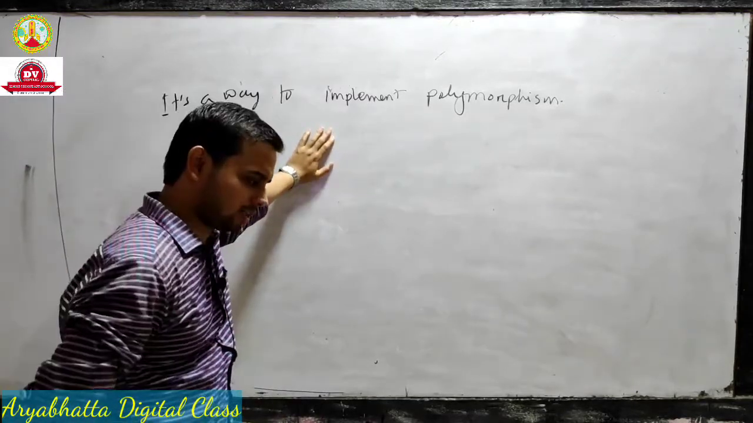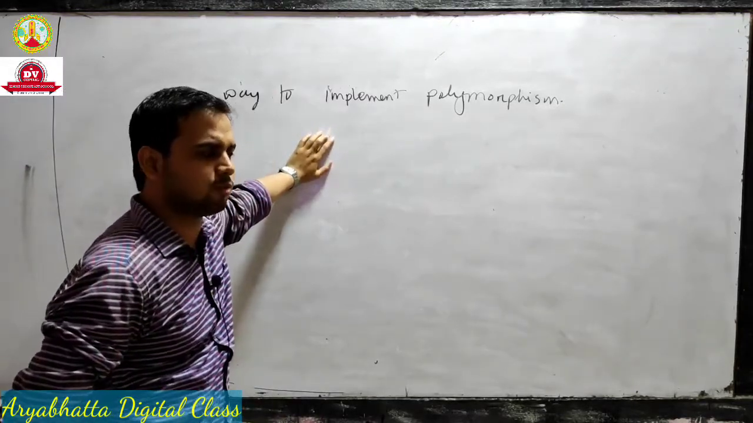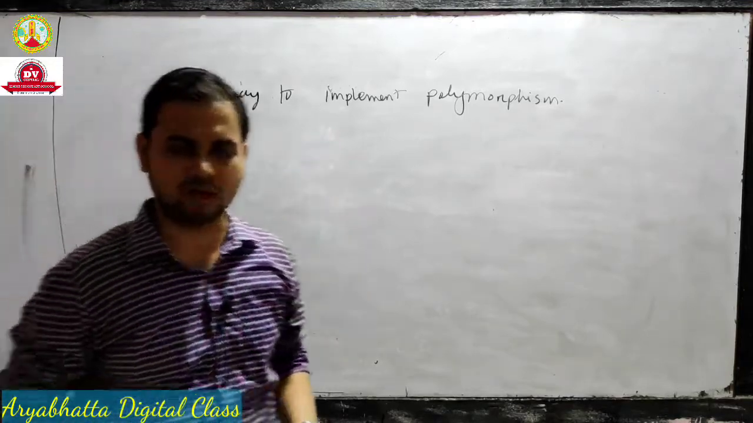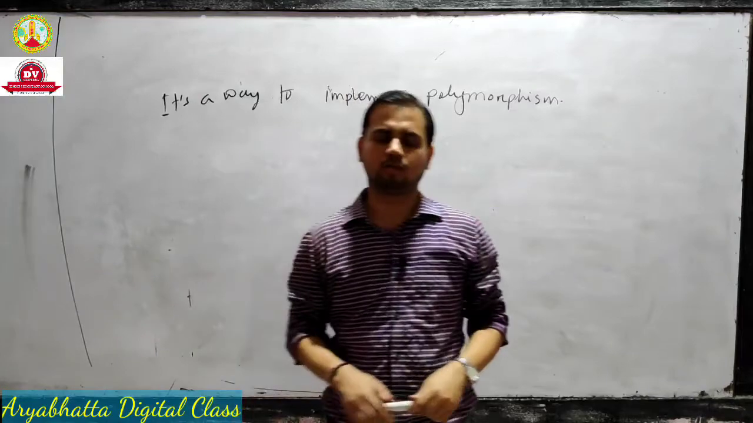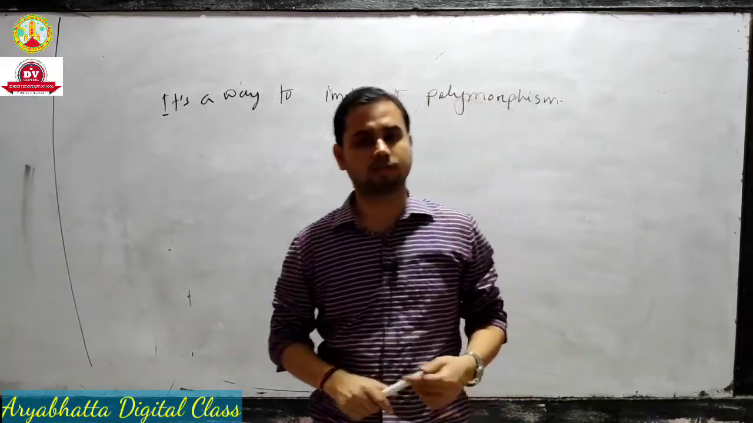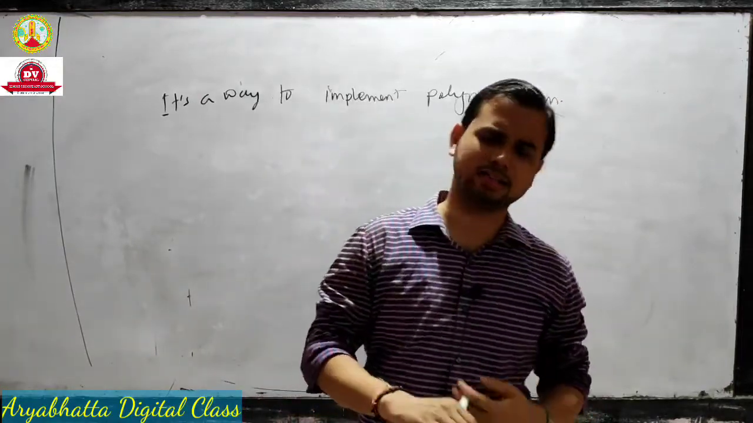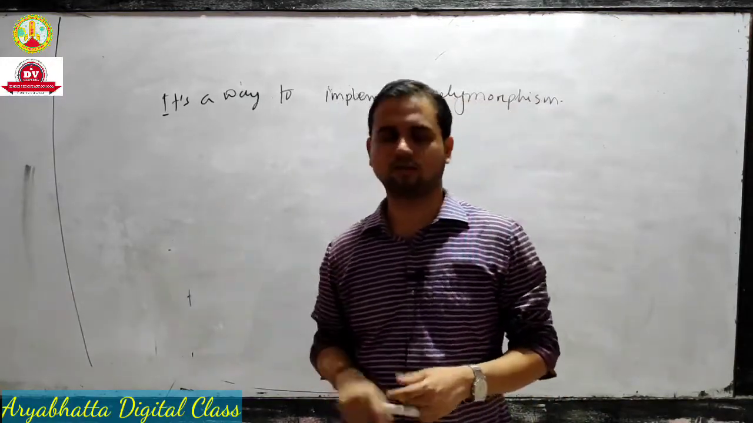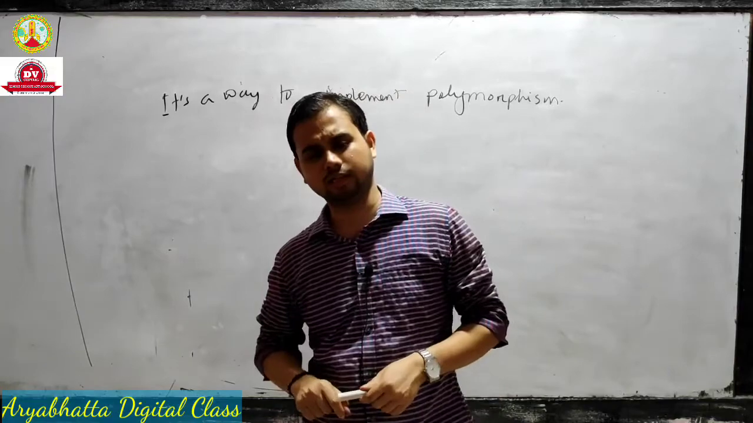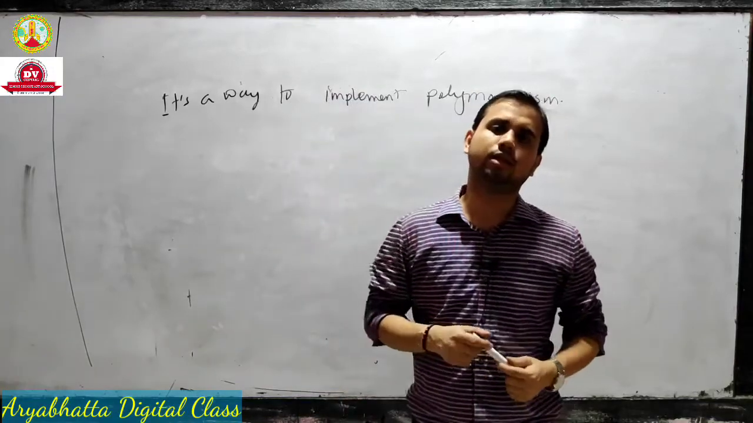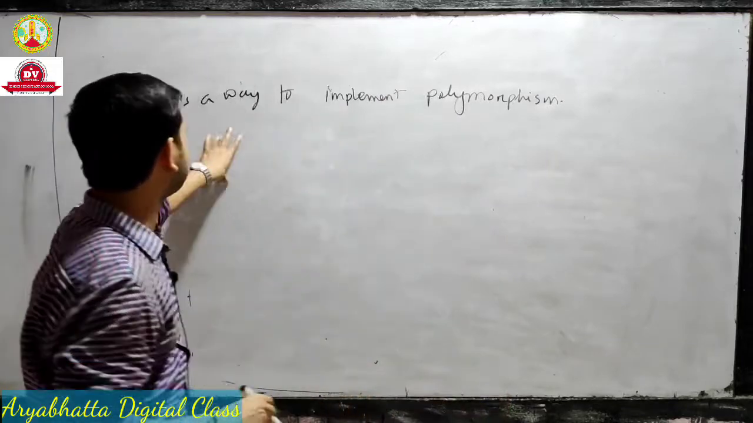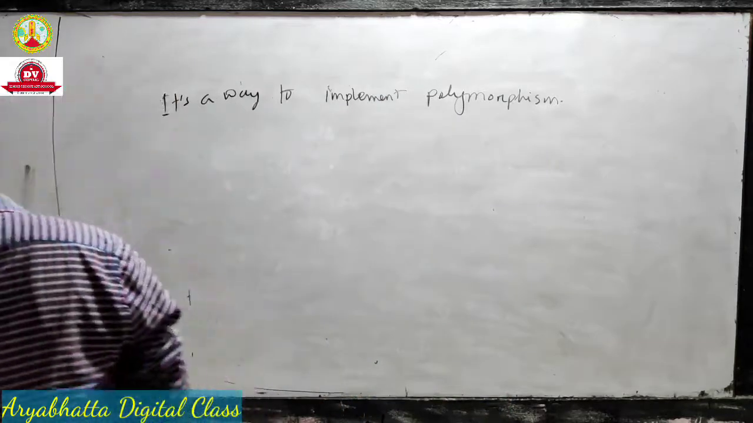Suppose in the exam you are asked to write an example of polymorphism. Suppose in your practical exam, sometimes the external asks what is any example of polymorphism. Then this is the example: function overloading. You have to tell that function overloading is the example of polymorphism. Okay, that's why it's a way to implement polymorphism.